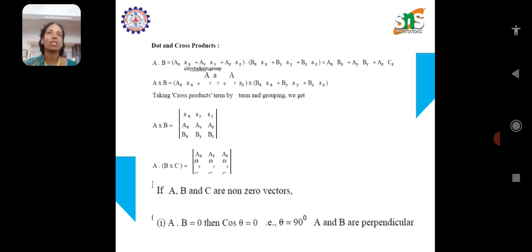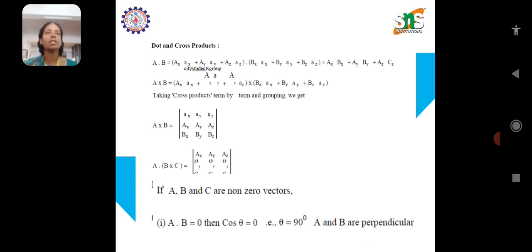Similarly, cross product or vector product A cross B is equal to AX ax plus AY ay plus AZ az cross BX ax plus BY ay plus BZ az. A cross B can be represented as a 3 cross 3 matrix representation. The unit vectors ax, ay, az are in the first row, the components of vector A in the second row, and the components of vector B in the third row, like BX, BY, BZ. So this gives the cross product of vector A and vector B.